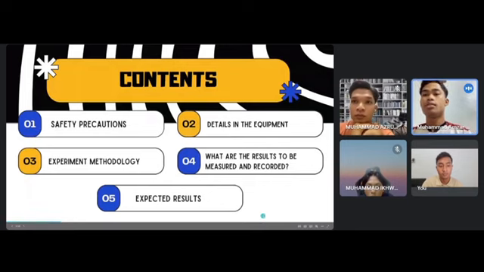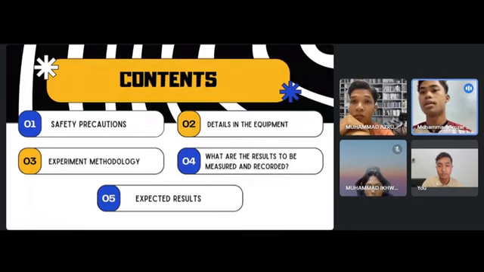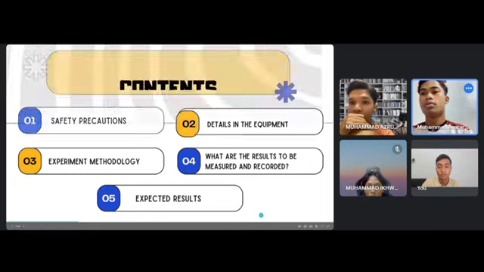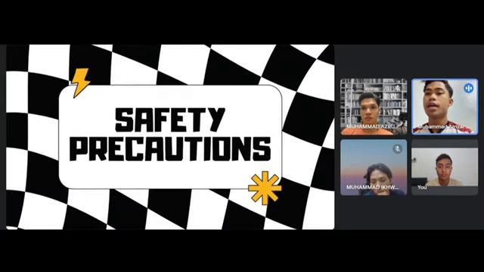So before we start, these are the contents that we have in this experiment, which are safety precaution. Second is details in the equipment. The third one is experiment methodology. The next is what are the results to be measured and recorded, and the last one is expected results. So before we proceed, I would like to explain first about the safety precautions.